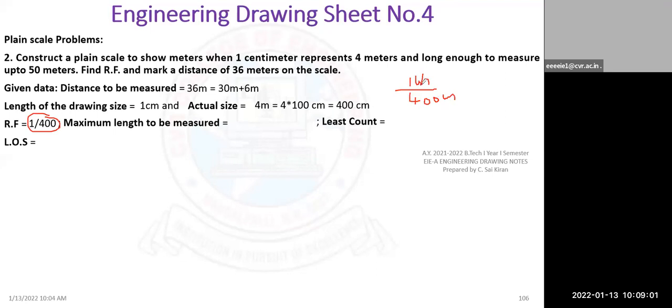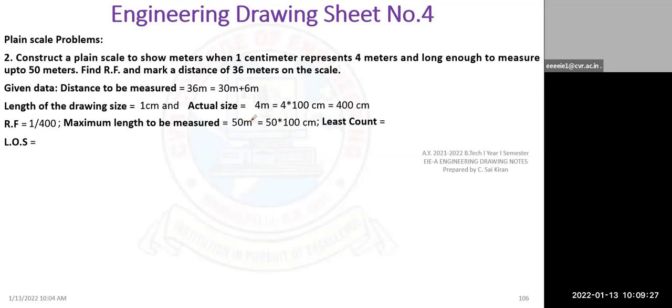So what happens here is centimeter and centimeter get cancelled. So here you will get the RF value as 1 by 400. That's the reason you have to write RF value is 1 by 400. And maximum length to be measured. So maximum length here is 50 meters, and this 50 meters you have to convert, because in order to find the LOS, RF you have to multiply RF into maximum length. So that's the reason here we will be multiplying RF into maximum length.